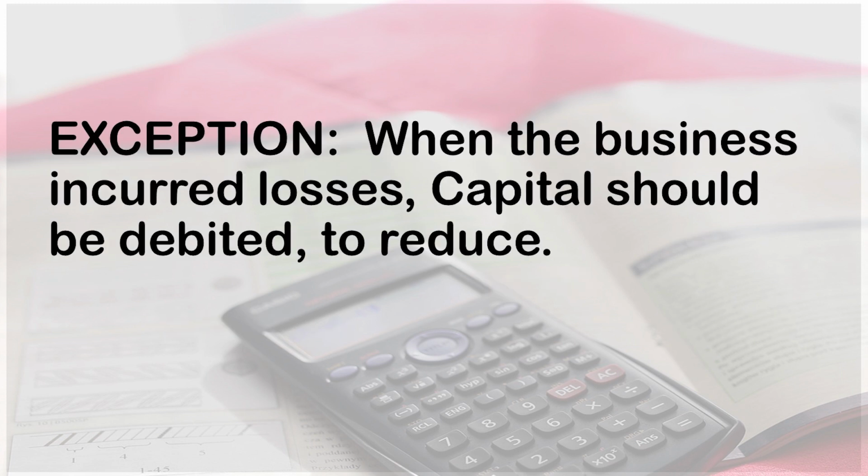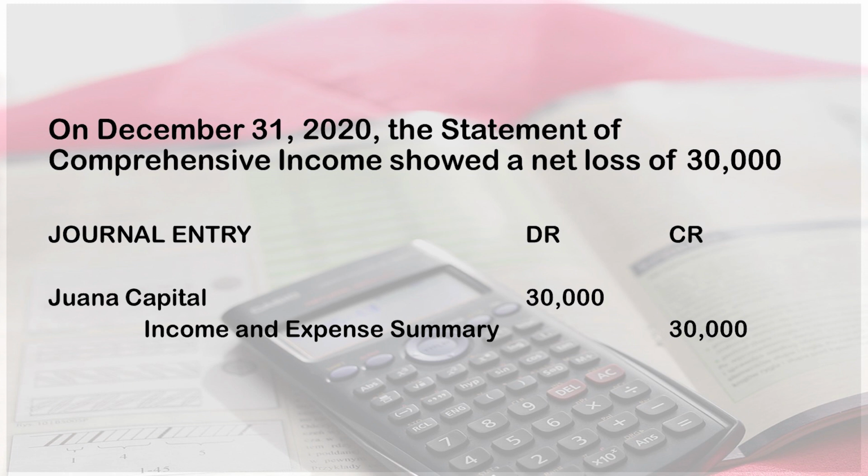Under the exception, in rule number 6, capital or equity should be debited when the business suffered losses. Example, on December 31, 2020, the statement of comprehensive income showed a net loss of 30,000. Therefore, this is a case of net loss. So, our journal entry: debit Juana capital as an exception, 30,000, and credit income and expense summary, 30,000. This is a case of exception to the general rule.